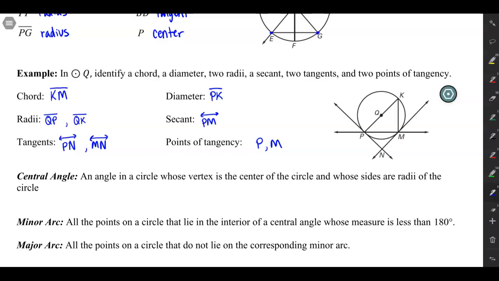Okay. The next thing that I wanted to point out is that you may have gotten slightly different answers than me. So for example, maybe for your radii, you put PQ instead of QP. And that's okay. The important thing when you're naming segments and lines is that you're listing both points. The order that you put the points in doesn't actually matter. When we get into talking about angles and arcs, that's when the order is going to matter. But when you're naming segments and lines, the order you list your points does not matter.